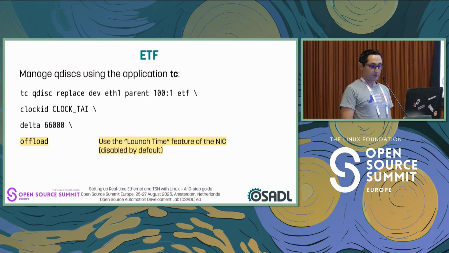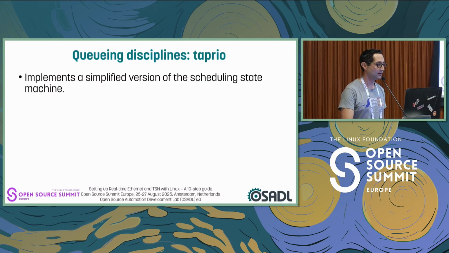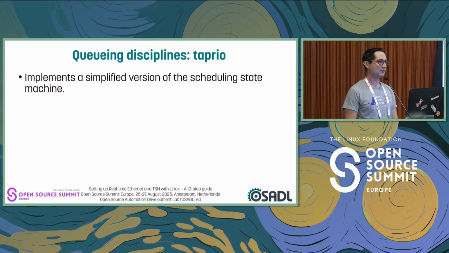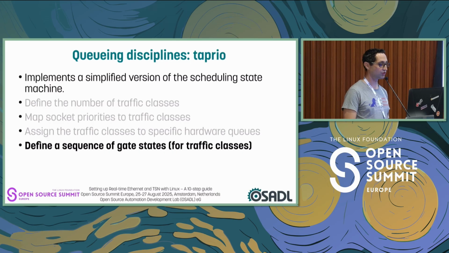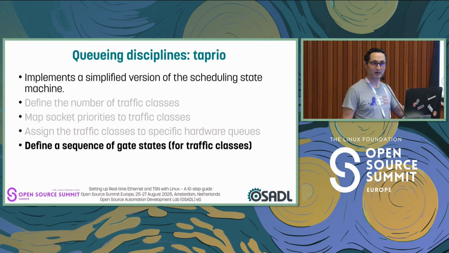The other example I prepared is the time-aware priority shaper. It's another queuing discipline, TA prio. This is pretty much standalone. So it implements a simplified version of the so-called scheduling state machine. With setting up TA prio, you would do everything in one go. So we define the number of traffic classes, map the socket priorities, and so on. I'm not going to mention that again, right? So I explained that before, so it looks pretty much the same.